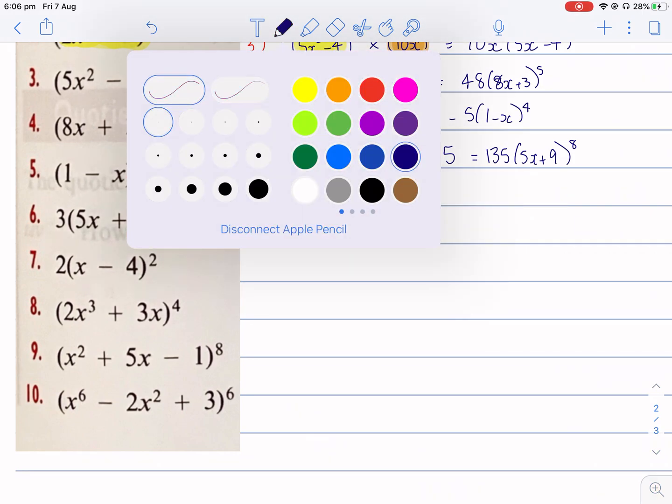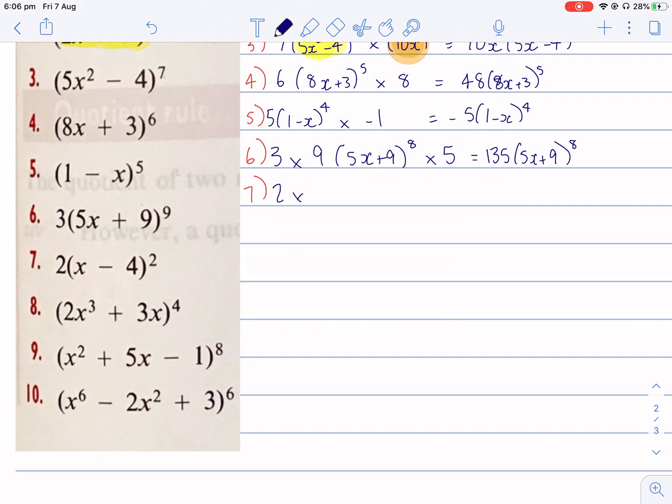Question 7. We've got that 2 lots of, now we've got something squared, so that means it's 2 times that something to the 1. That something is x take 4. Derivative of that inside is just 1. So we've got 4 lots of x take 4 to the 1. Question 8. That was really easy for question 7. This time we've got something to the 4. So we want to do 4 times that thing to the 3. That thing was 2x cubed plus 3x. We then have to times it by the derivative of the inside, which is 6x squared plus 3.